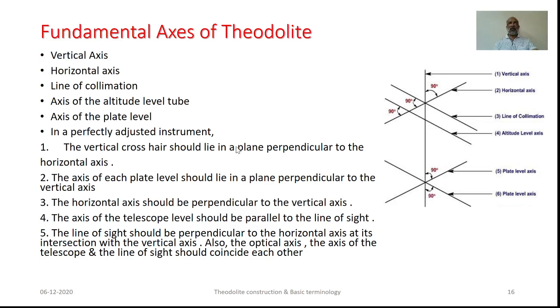The vertical crosshair should lie in a plane perpendicular to the horizontal axis. The axis of each plate level should lie in a plane perpendicular to the vertical axis. The horizontal axis should be perpendicular to the vertical axis. The axis of the telescope level should be parallel to the line of sight. The line of sight should be perpendicular to the horizontal axis at its intersection with the vertical axis. Also, the optical axis, the axis of the telescope and the line of sight should coincide with each other.